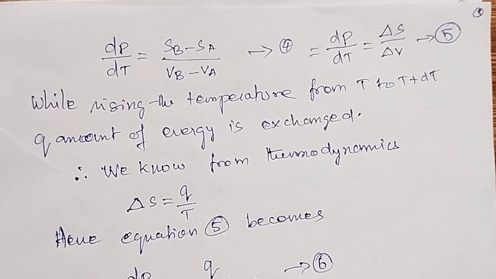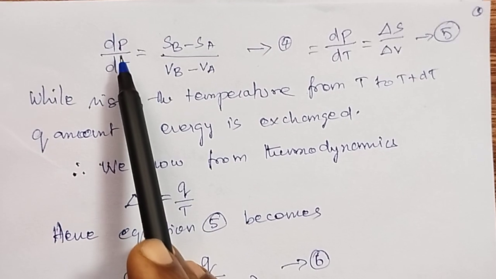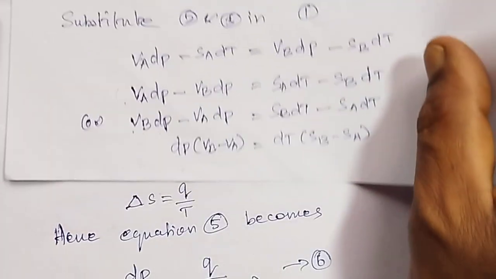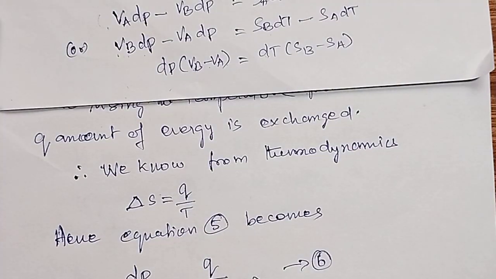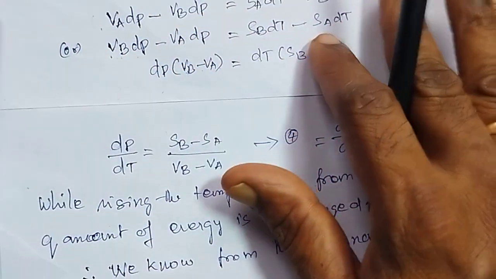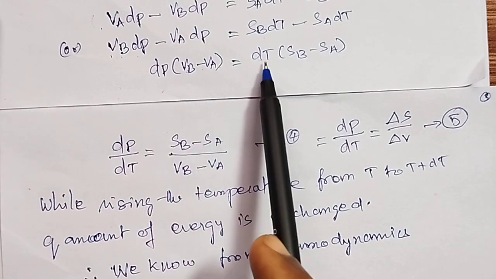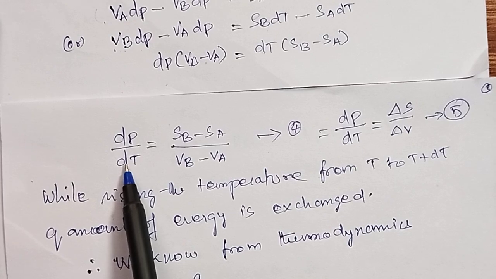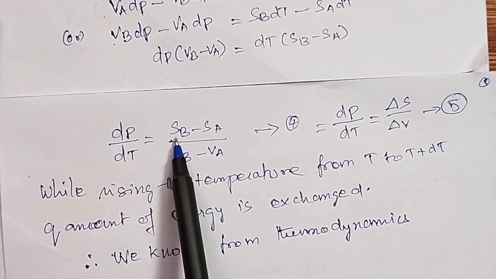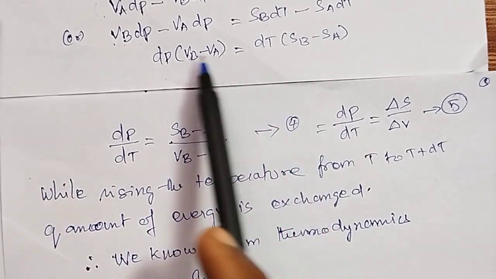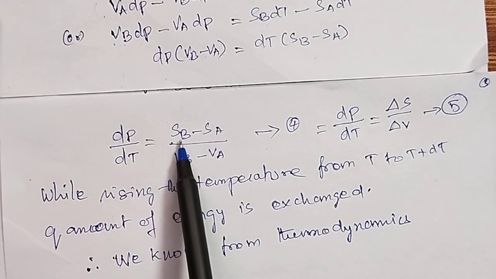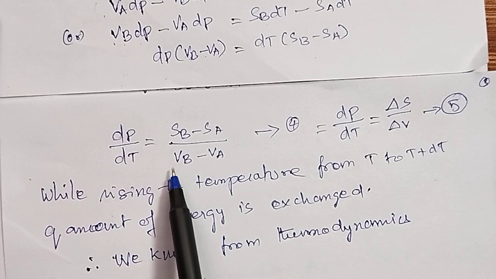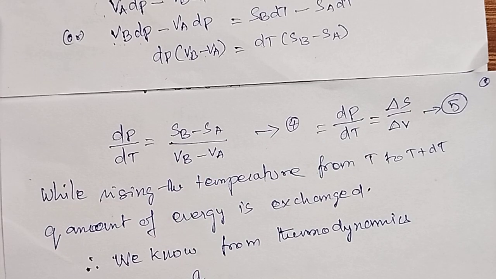Now consider the same equation for dP by dT. Now here we have dP, and I am bringing this dT here, so that I get dP divided by dT, that is equal to Sb minus Sa divided by Vb minus Va.